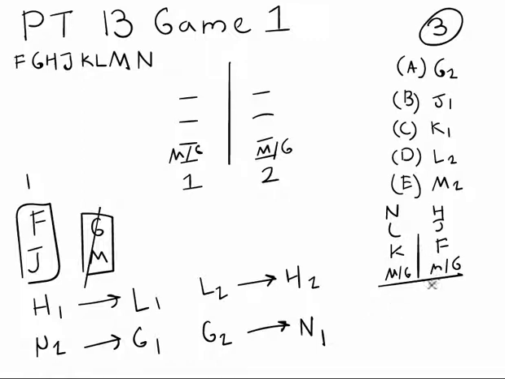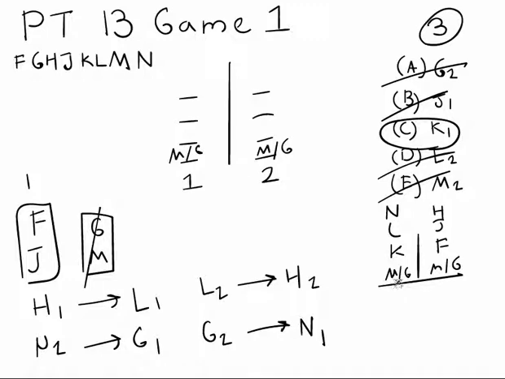G in group 2, we don't know, right? J in group 1, no, has to be over in 2, so that's gone. K in group 1, yes, that has to be true. L in 2, no, that must be false. M in 2, no, we don't know. Okay, so we're left with C as the answer. K has to be in 1.